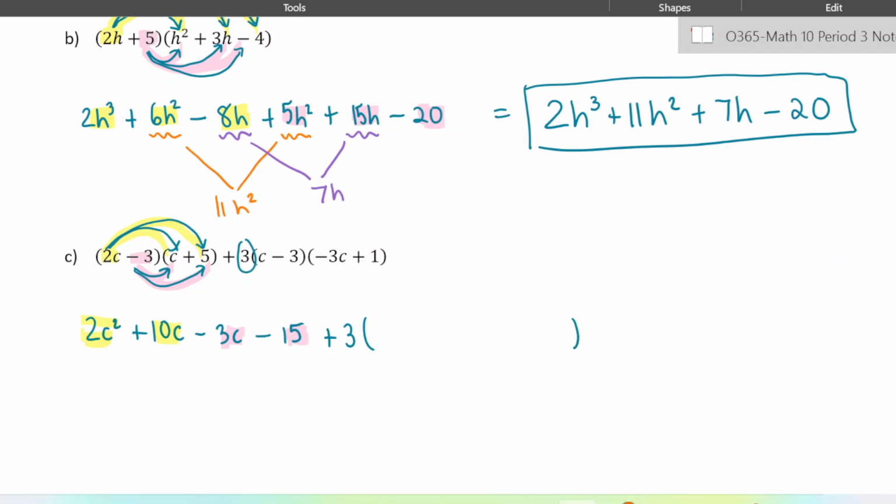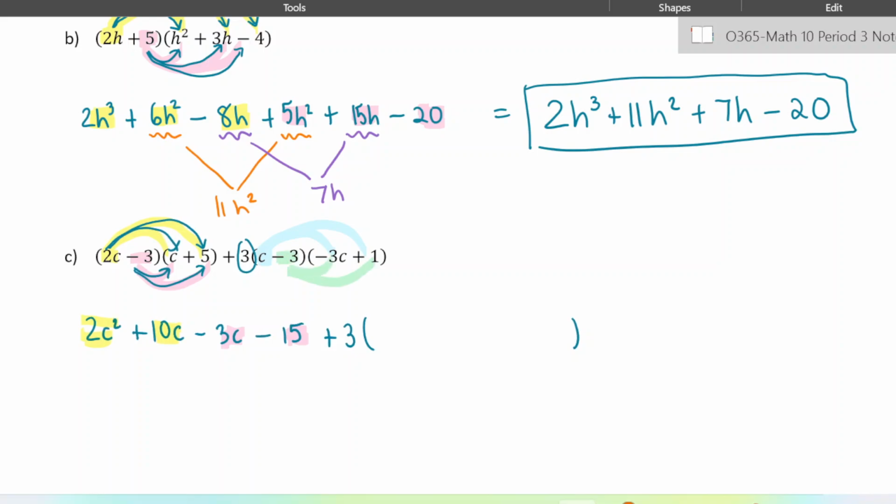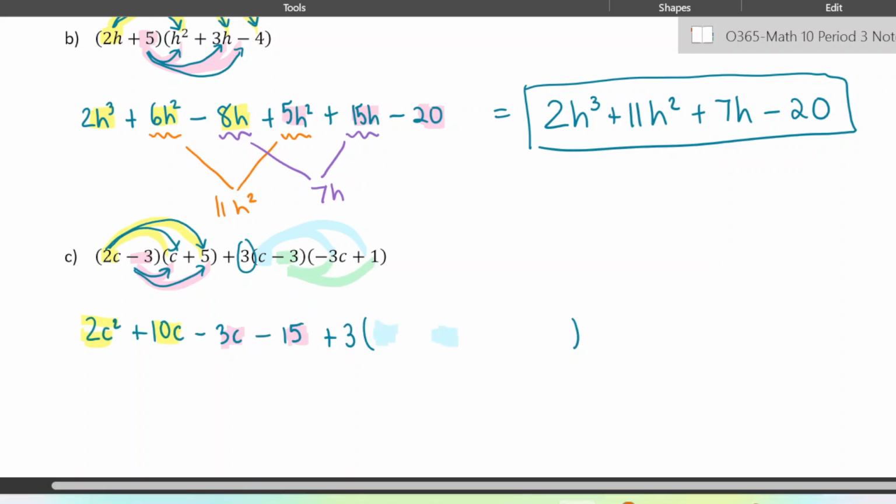So I'm going to use maybe different colors here. I'm going to multiply the c with both terms, and then I'll multiply the -3 with both terms. So I'm going to have 2 blues and 2 greens. Okay, let's do the blues. C times -3c would be -3c squared. C times 1 would be c. -3 times -3c would be positive 9c. And finally, -3 times positive 1 would be -3.